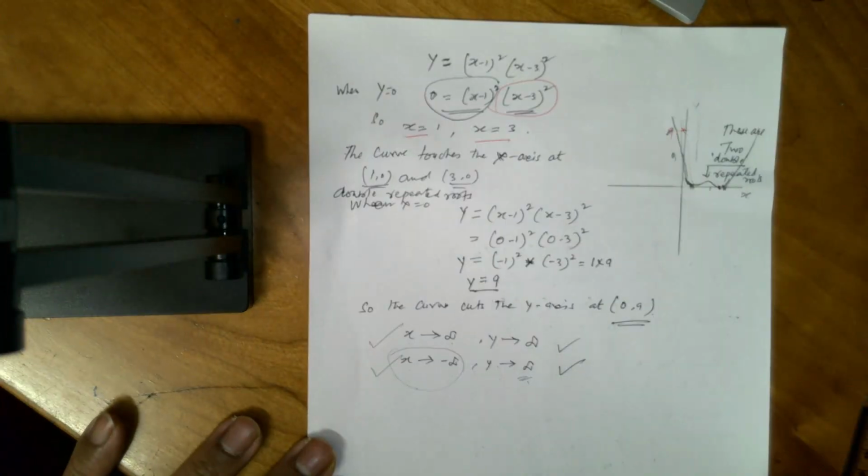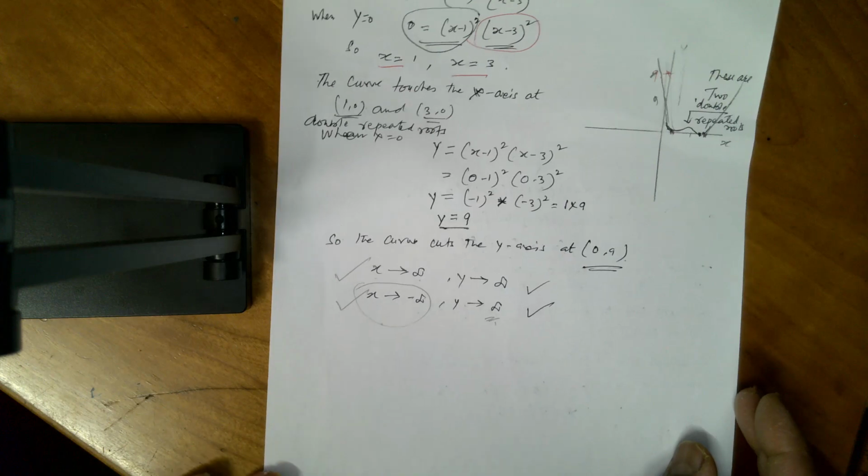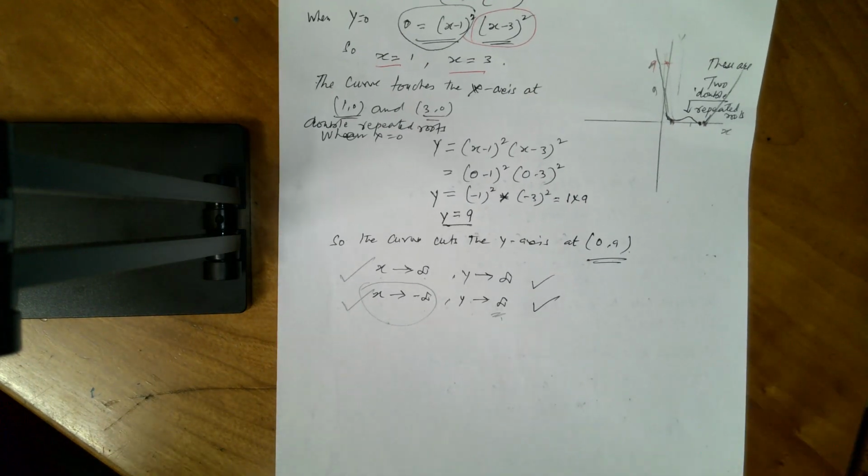Okay, in these two examples, after substituting the y value and the x value, you just need to make understanding of what happened to your y for large positive and negative values of x. Okay, so I hope it's clear to you, and in this example you also learned about the double repeated roots and how the graph will behave.